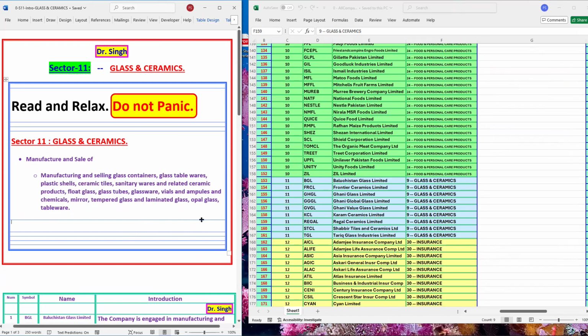The answer is no. Just be familiar with the names. You don't have to memorize them all, but go over it. Try to remember if you can. That's fine. If you can't, that's also fine. You will be more concerned when you end up being interested and want to buy a company from this sector, meaning any one of these companies that you see over here, like Balochistan Glass Limited, Frontier Ceramics Limited, Ghani Glass Limited, and so on and so forth.